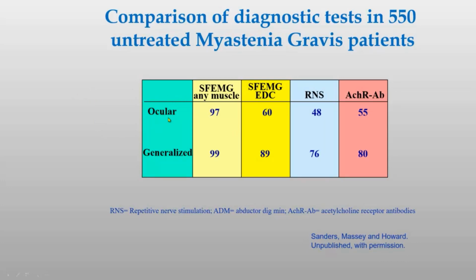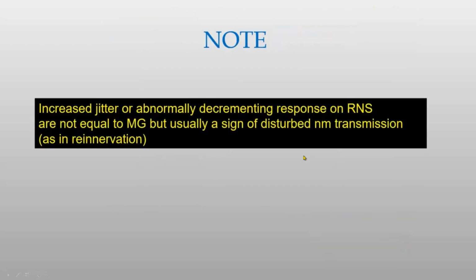As shown before, the single fiber is very sensitive to detect disturbances. In ocular, we find abnormality in 97% of the recordings if we record from two muscles. Generalized myasthenia 99%. And even in ocular myasthenia we find abnormality in 60% of the recordings, because ocular is defined from the clinical situation. Repetitive nerve stimulation about 50%, and the antibodies 55 and 80%.